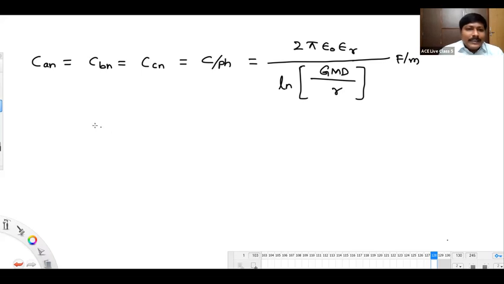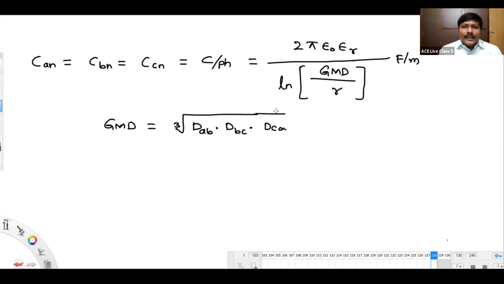And what is this GMD? The GMD is equal to the cube root of the AB distance, BC distance, and then CA distance: A to B, B to C, and then C to A.